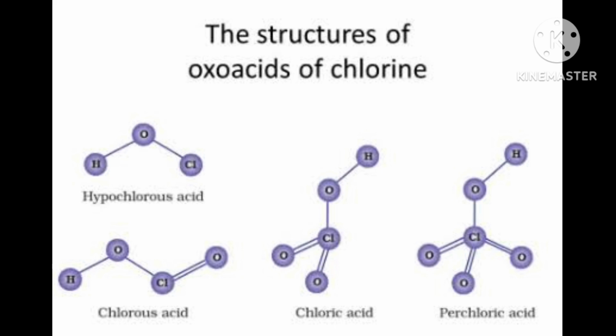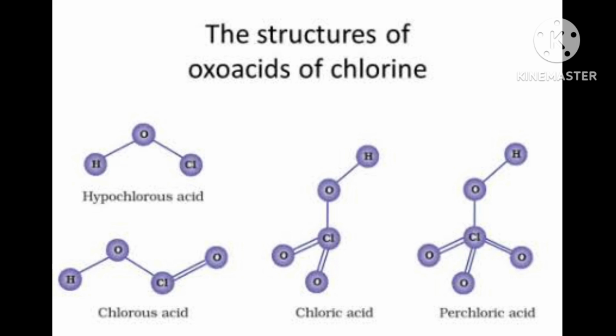Now with 7, it can make 7 bonds: 3 double bonds with 3 oxygen, then 6 is over, and 1 is with oxygen. Means chlorine makes double bonds with 3 oxygen and a single bond with the 4th oxygen, and the 4th oxygen makes a single bond with H. This is called perchloric acid.